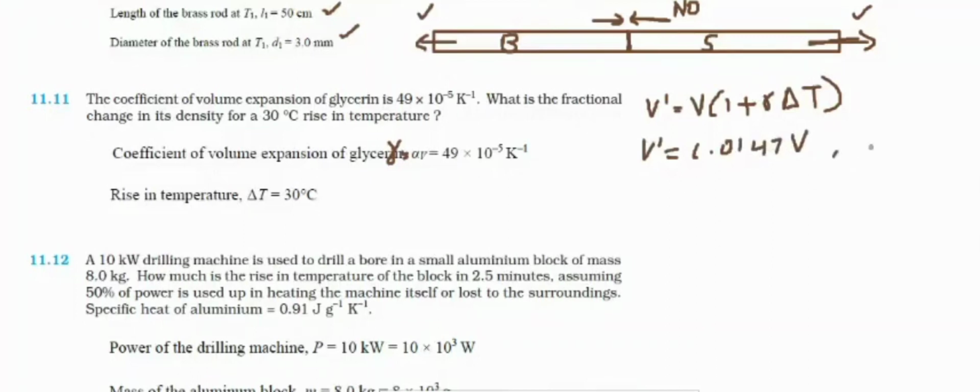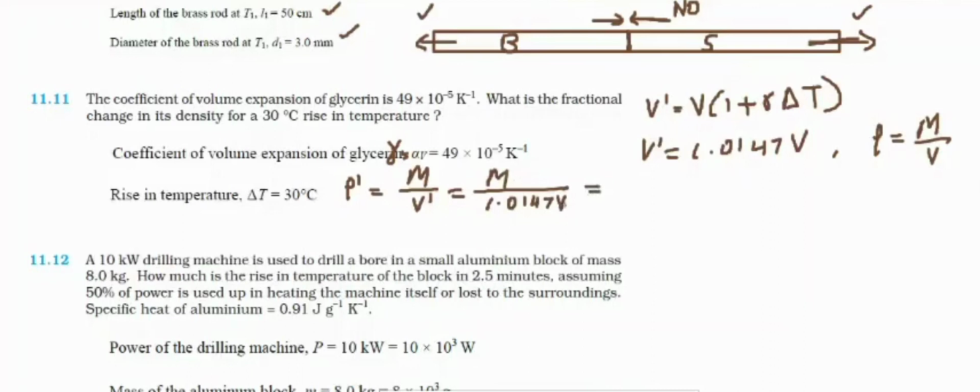Now we know the density formula, rho is equal to mass by volume. The new density rho dash is equal to mass, which remains the same, divided by V dash. Substitute the value of V dash there, and you will get M divided by 1.0147 V. Again M by V is rho only, so you will get rho divided by 1.0147. We are taking more decimal places because the variation will be very small. That's the reason.